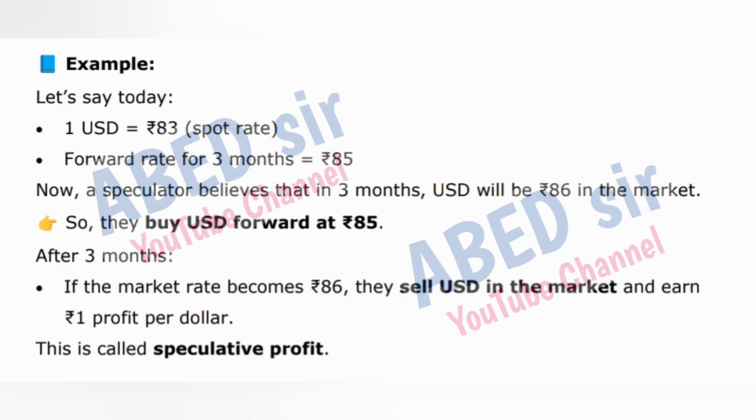Let's say today, $1 is equal to 83 rupees, spot rate. Forward rate for 3 months is equal to 85 rupees. Now, a speculator believes that in 3 months, USD will be 86 rupees in the market. So, they buy USD forward at 85 rupees. After 3 months, if the market rate becomes 86 rupees, they sell USD in the market and earn 1 rupee profit per dollar. This is called speculative profit.